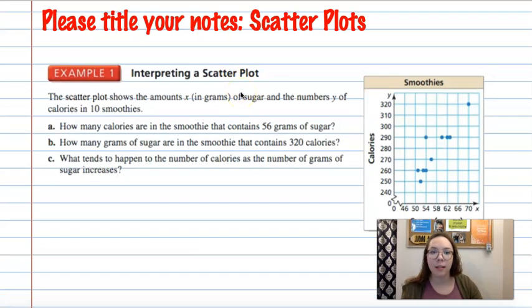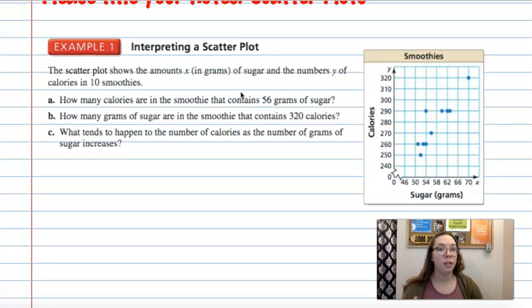So scatter plots are relating two different sets of data. So here we're talking about smoothies, and we're talking about the amount of sugar versus the amount of calories in a smoothie. So each point is a different type of smoothie, and you're plotting how many grams of sugar and how many calories to get that coordinate. Here it says the scatter plot shows the amount in grams of sugar and the numbers of calories in 10 different smoothies. So that's why there are 10 different points.